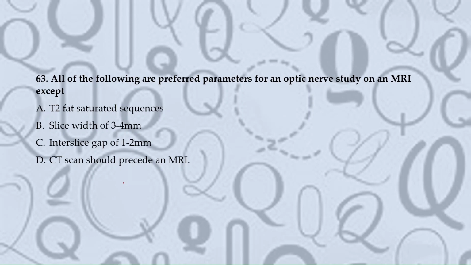So next question: all of the following are preferred parameters for an optic nerve study on MRI except T2 fat saturated sequences. Yes, you need fat saturated sequences in T2. Slice width of 3 to 4 mm, you need a thinner width. Yes. Interslice gap of 1 to 2 mm. Yes. CT scan should precede an MRI. No, you do not need a CT scan. You don't get good information about the optic nerve status by CT scan and it is not correct. So this is the right answer here.